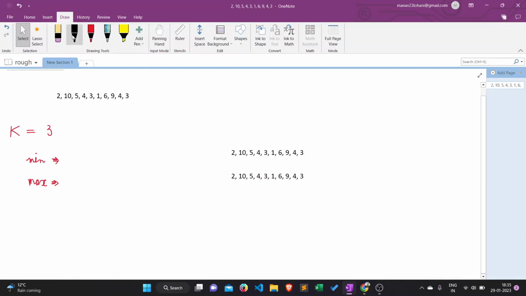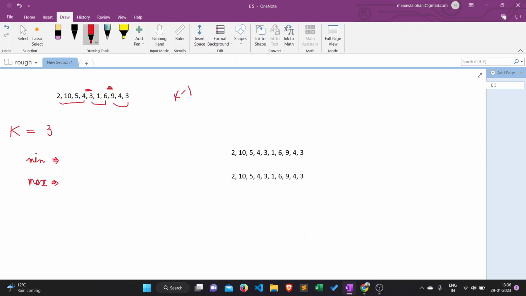First of all you should understand that we have to divide into 3 subarrays. For example, I divided this into 3 subarrays: starting from 2 to 4, then 3 to 6, and then 9 to 3. You can see there is a transition kind of thing, where one subarray is ending and the other is starting. When we divide into 3 subarrays, we have 2 such transitions, that is, for k we have k minus 1.